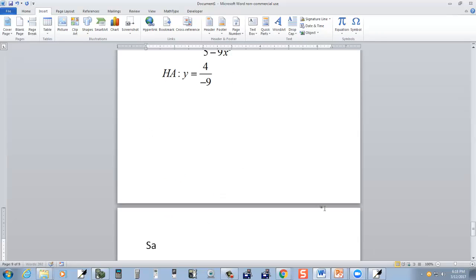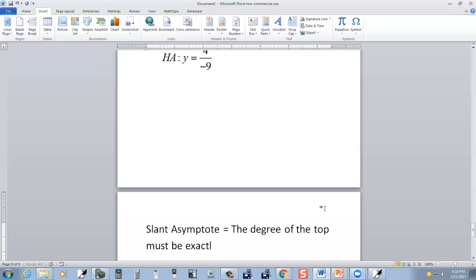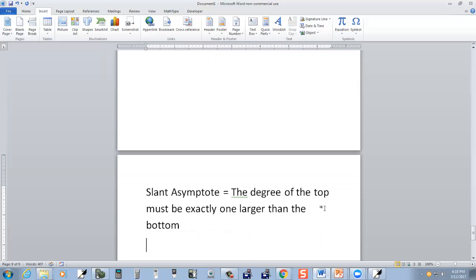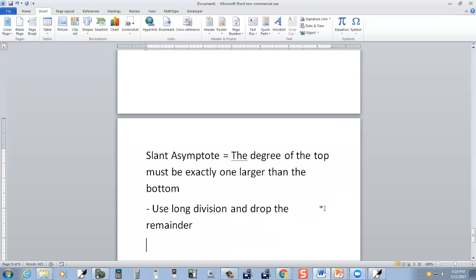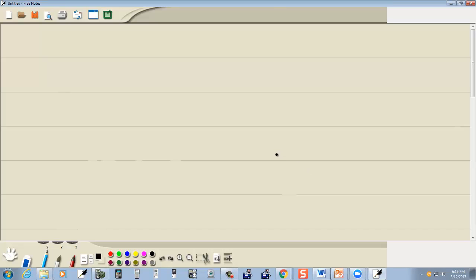Your slant asymptote. Some books call this the oblique asymptote. You have this: the degree of the top must be exactly 1 larger than the bottom in order to have a slant asymptote. And what you do is you use long division and drop the remainder. So make up one.